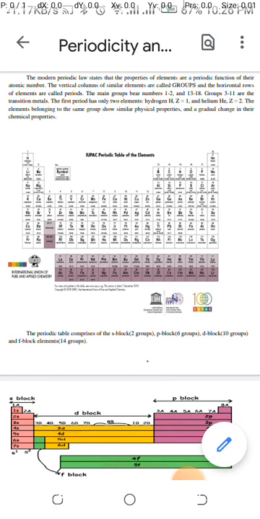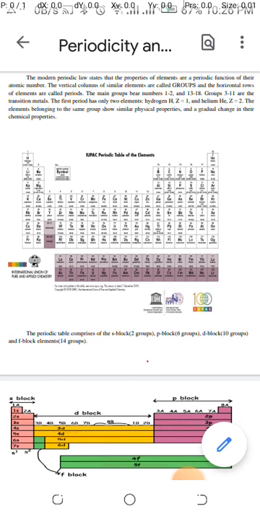Now groups 3 to 11 are the transition metals. If you see in between, after groups 1 and 2, those in the middle, 3 to 11, those are the transition metals. That's 3, 4, 5, 6, 7, 8, 9, 10, 11. Now the first period has only 2 elements. That's hydrogen and helium, as I've told you earlier.